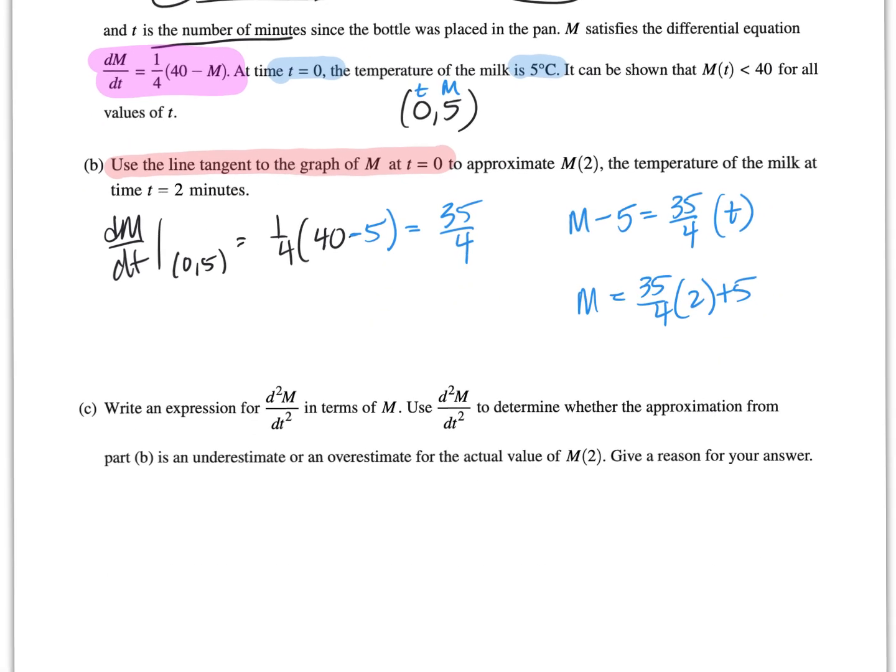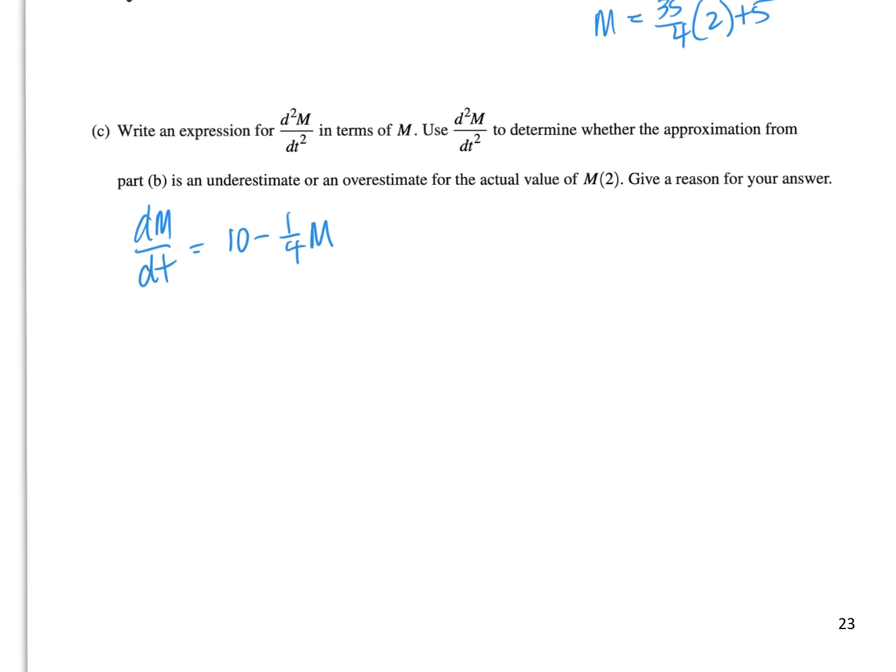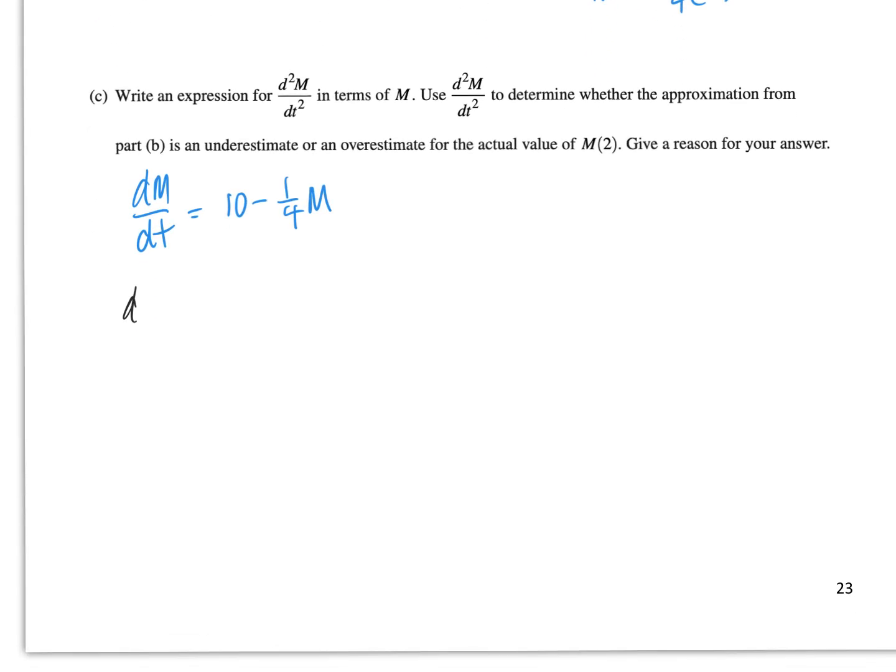Check this out. Write an expression for the second derivative. They gave us the first derivative. We have to go get the second derivative. What do you want to do to that maybe before we find the second derivative? Could I distribute that? Could I just say my dm dt is 10 minus 1/4 m? Is that right? Distributed that right? Now they want the second derivative.